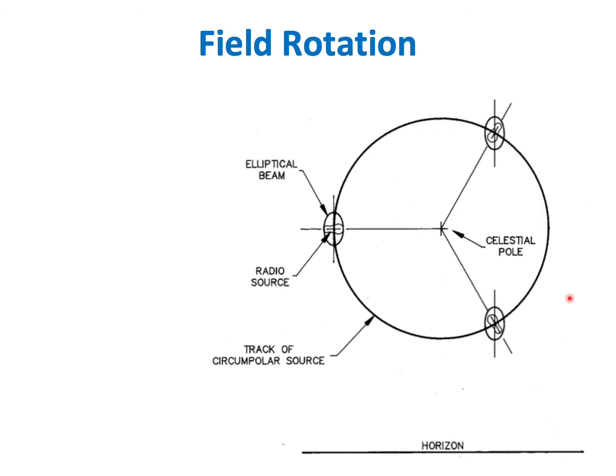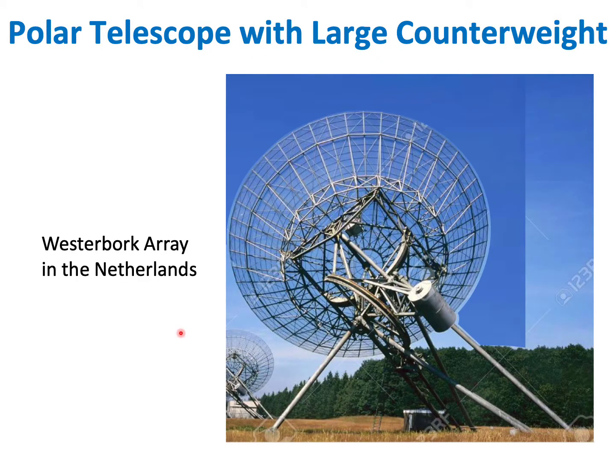With the polar mount, since the dish rotates with respect to the Earth, the beam stays fixed on the sky, so your source will never rotate in your beam with a polar telescope. Now, even with the disadvantages of the polar telescope, there are examples. There's the Westerbork array in the Netherlands. So here you can see the large counterweight that I talked about. That's one of the disadvantages of the polar telescope. This is just a lot of concrete, so it's quite heavy and quite hard to deal with if you need to maintain it.